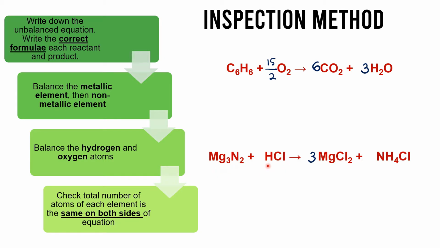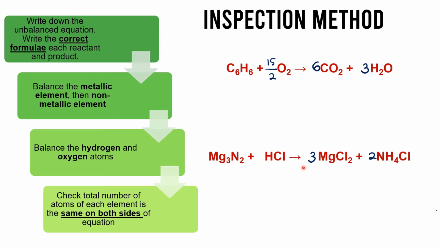Okay, are there any metals left? No, we don't have any more metals here. Then we can move to the non-metallic element. Nitrogen is a non-metal. We have 2 nitrogen on the left and 1 nitrogen on the right, so it is not balanced either. What you should do is put 2 in front of the nitrogen. By doing that, we have 2 nitrogen on the left and 2 nitrogen on the right of the equation.